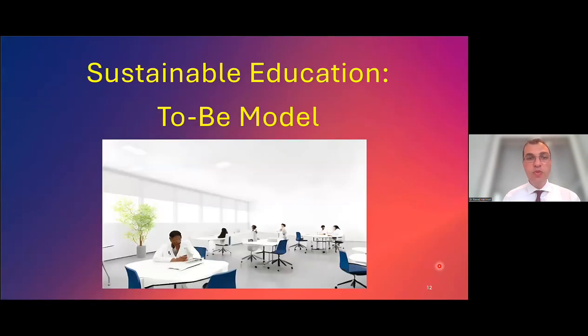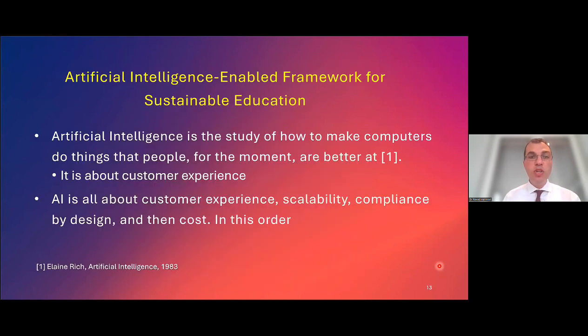So very quickly, let's move on to the sustainable education model, where we need to be. We need to give another role, a bigger role, to AI and experience. The only reason for that is we need to increase and enhance the customer experience and scale it up in the way that we want.